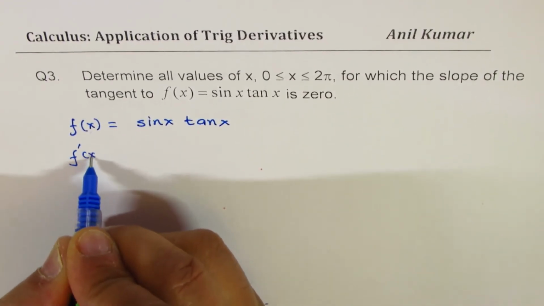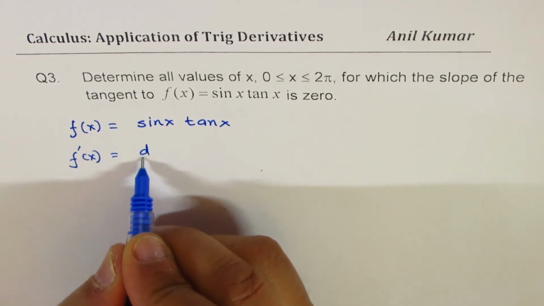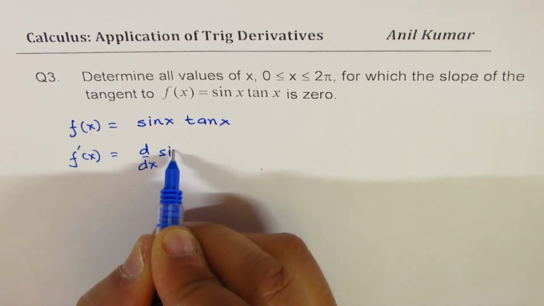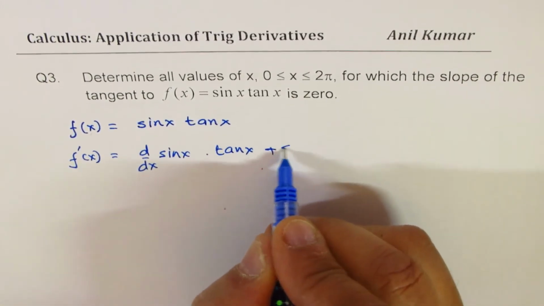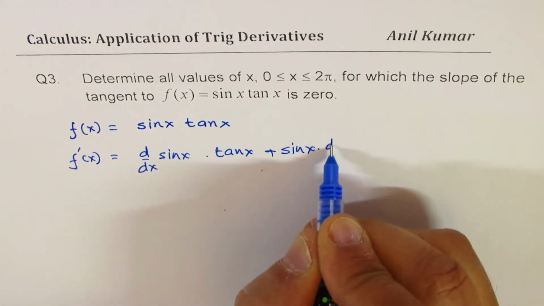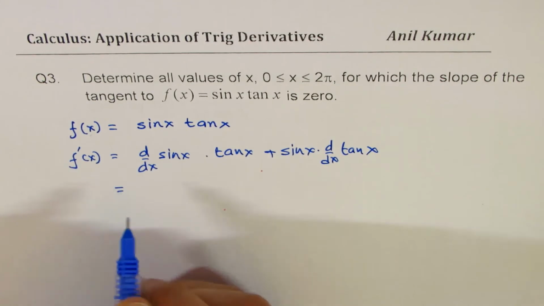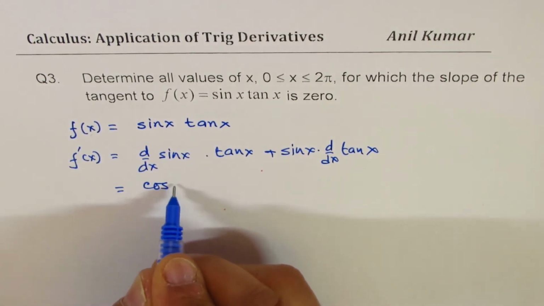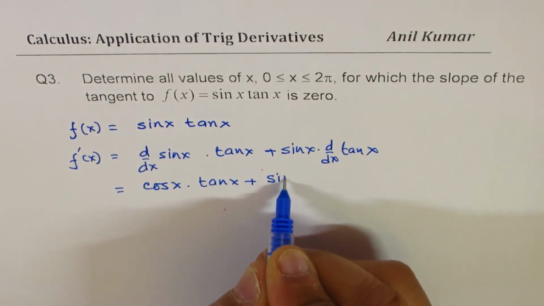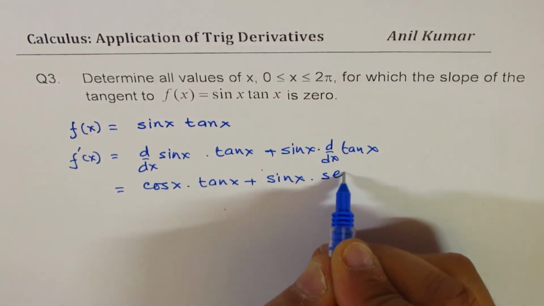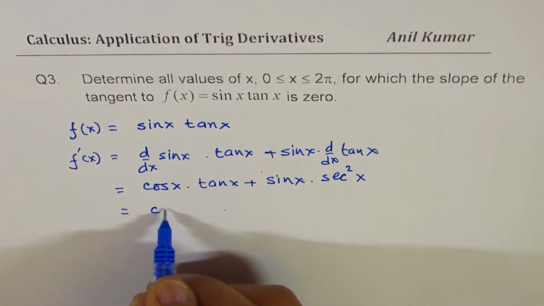So the derivative of this function is, we'll apply the product rule. So basically, the derivative of sine x times tan x plus sine x times d dx of tan x, correct? So we have applied the product rule. So we get cos x times tan x plus sine x times secant square x. You have to remember them, right? There is no option. Let's simplify now.